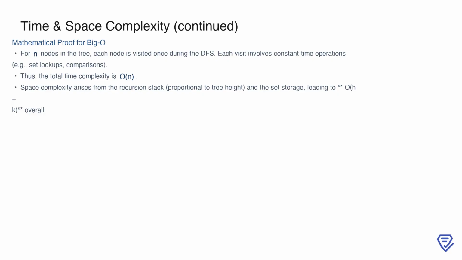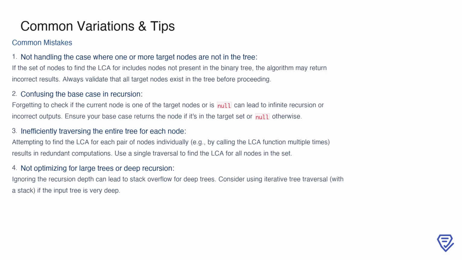When tackling this problem, there are a few common mistakes to watch out for. First, one of the most frequent errors is not handling the case where one or more target nodes are not in the tree. If you proceed without validating that all target nodes exist, your algorithm might return incorrect results.